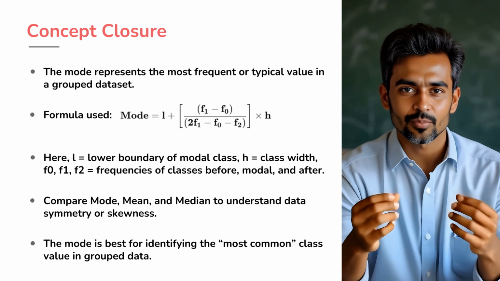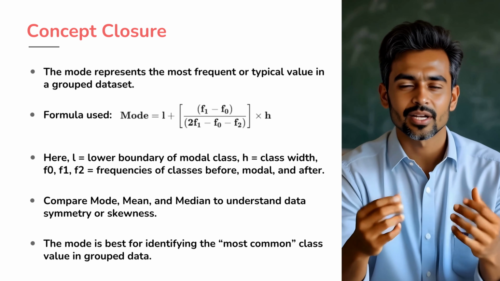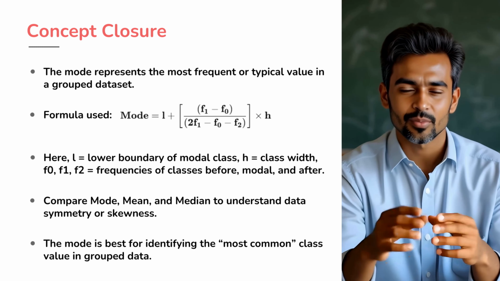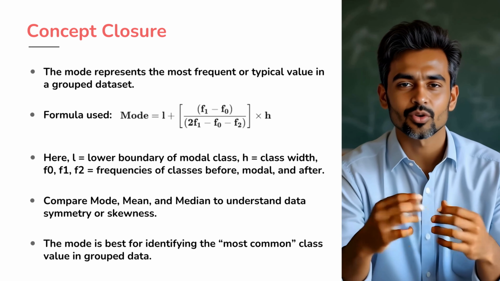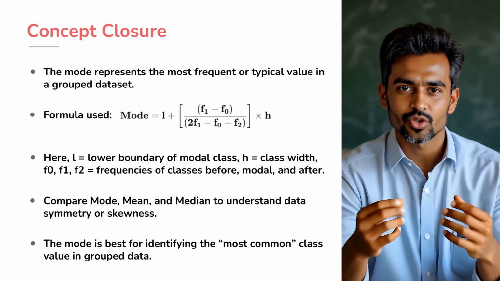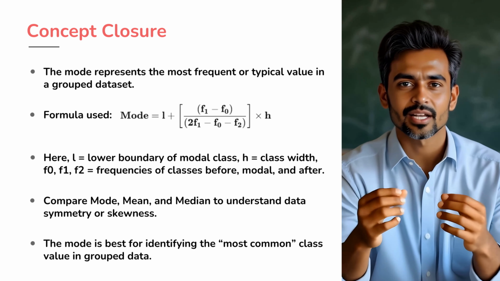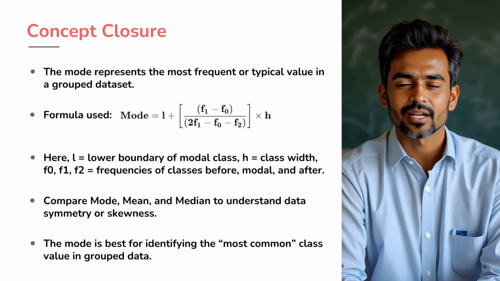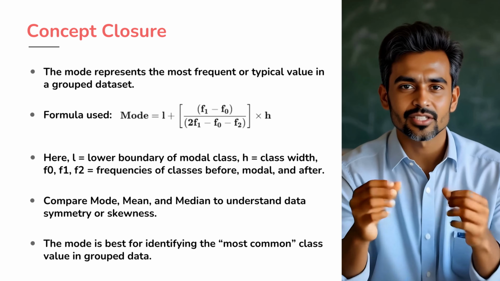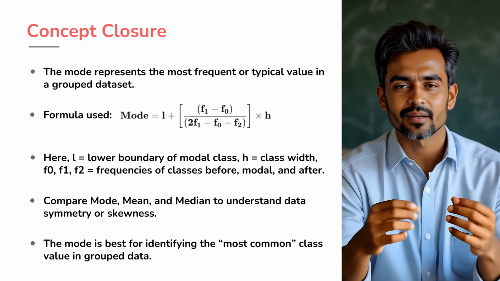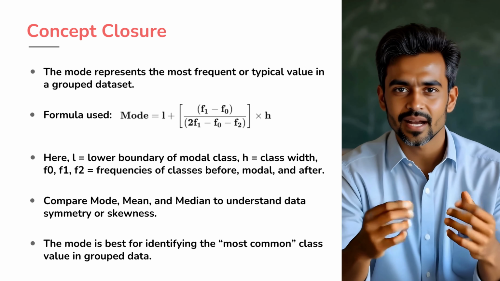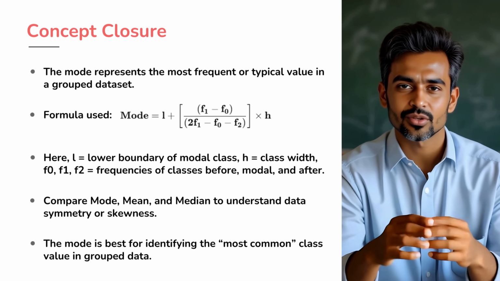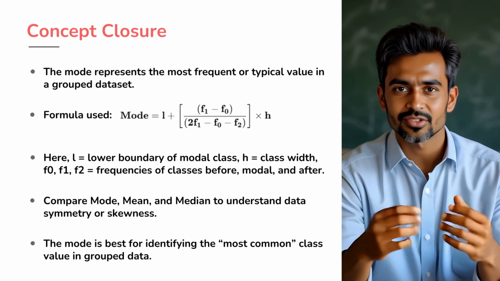The mode tells us the most frequent or popular value in a data set. For group data, we estimate it using this formula. Mode equals L plus open bracket f1 minus f0 close bracket divided by open bracket 2 f1 minus f0 minus f2 close bracket multiplied by h. We understood that L is the lower boundary of the modal class, h is the class width, and f0, f1, f2 are the frequencies before, during, and after the modal class respectively.